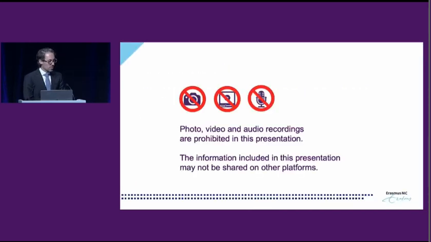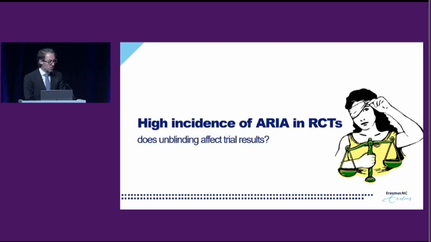So not to disclose, I may ask you to refrain from any recordings here. I'll first start talking about the unblinding. As we've seen in the previous talks, there's a high incidence of ARIA in the RCTs, which preferentially occurs in the active treatment arms. And like I mentioned, there have been several commentaries in journals questioning whether the unblinding influences the estimate we have of the efficacy of the drugs.